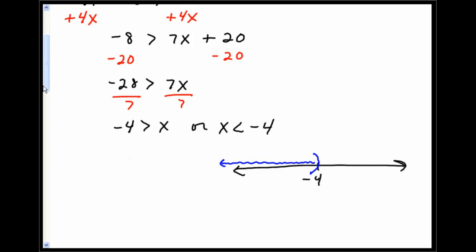Now you need your interval notation, and you can take your interval notation right from your number line. This number way down here, very, very small, is negative infinity, and we're going up to negative 4. We're not including the negative 4, so that's why we have the round parenthesis by it. And you cannot include negative infinity, so that's why we put a round parenthesis by the negative infinity as well.